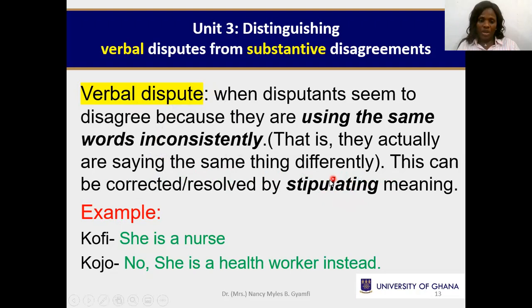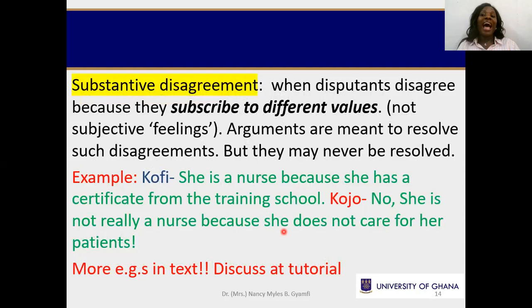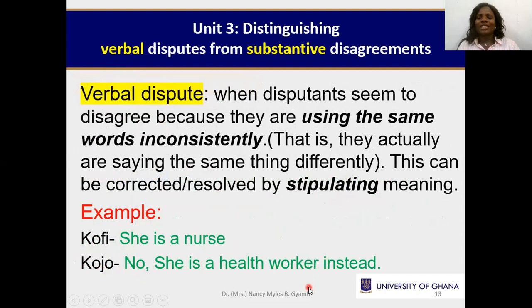So look at this example. She's a nurse. Then I say, no, she's a health worker instead. That is not a substantive disagreement at all. This is a verbal dispute. How do you know that? Because nurses are actually health workers. So there isn't a disagreement between the two of us. We are only using different words to refer to the same thing. Someone should just tell us, oh, a nurse is just a health worker. It is a mango. No, it is a fruit. I said it's a mango. No, it's not a mango. It is a fruit.